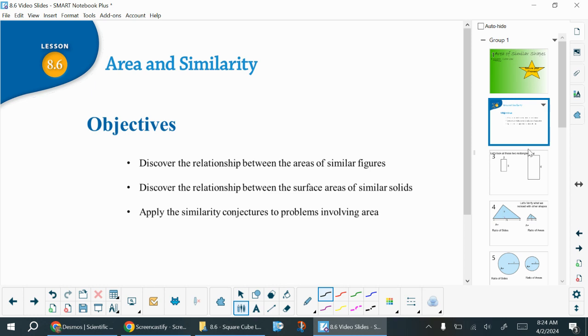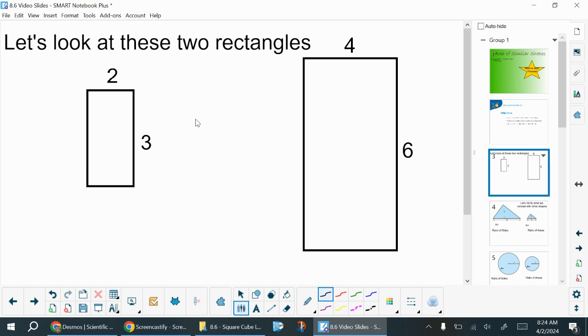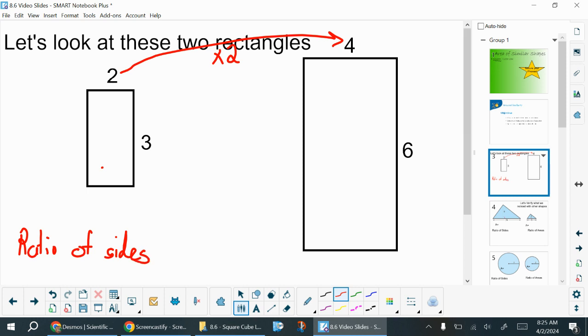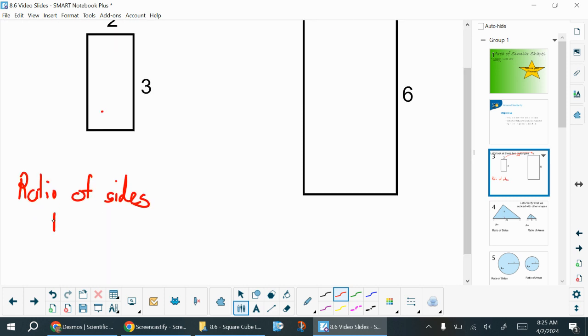So we are going to start off by considering two rectangles here. We've got a 2x3 rectangle and a 4x6 rectangle. If we think about the scale factor between these two, it's pretty easy to see on this one that it just got 2 times bigger. In math, we'd talk about the ratio of the side lengths. We could find that by either taking 4 divided by 2 or 6 divided by 3, because those sides correspond also. Either way, that simplifies to 2 over 1, or just 2.